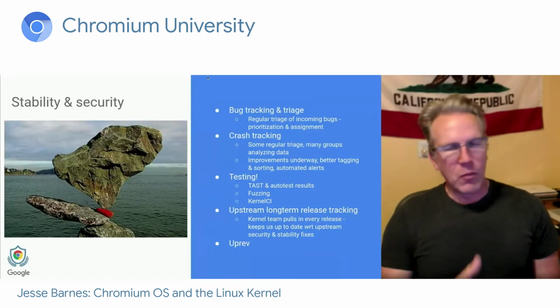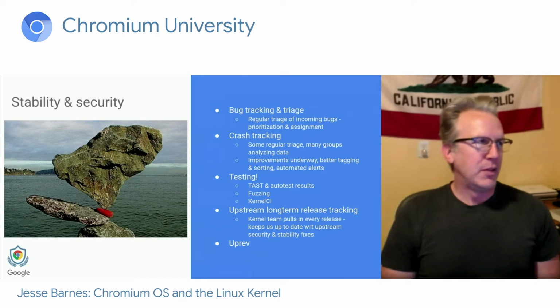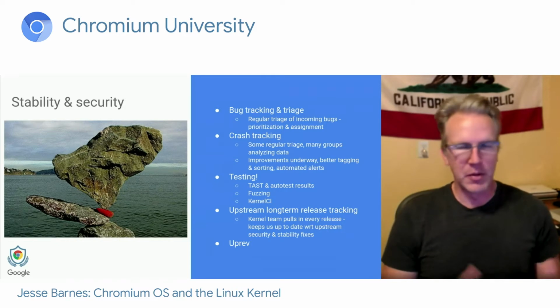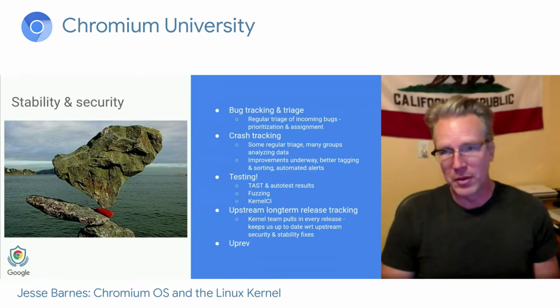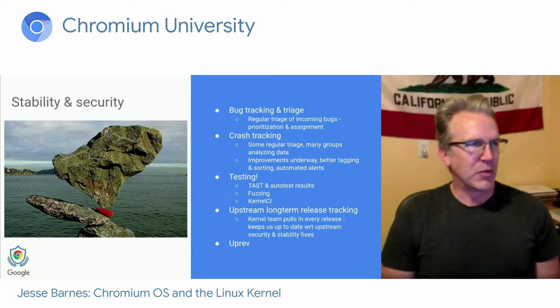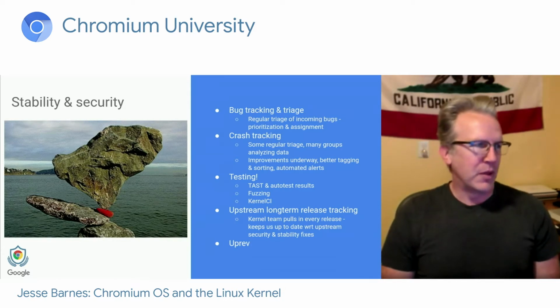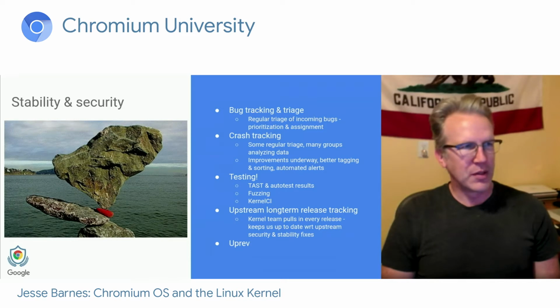So, walking through some of the pieces of the mission. Stability and security are obviously critically important, and you can't have a platform if it doesn't work for you. It's not going to be very useful. So these are some of the things that we focus on for the stability and security of the system. Clearly, we've got a lot of bug tracking and bugs that go on.